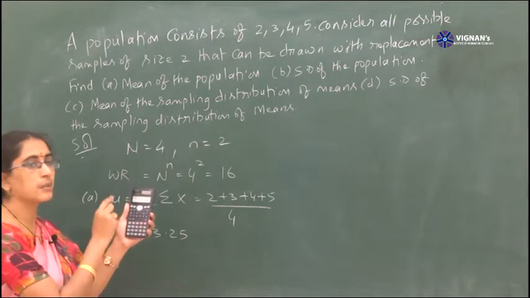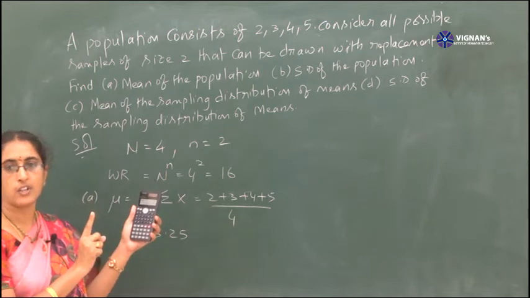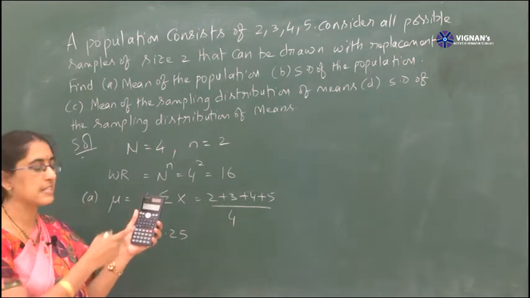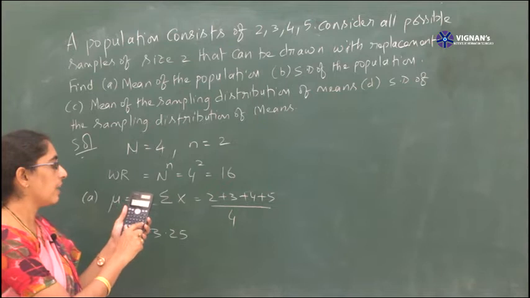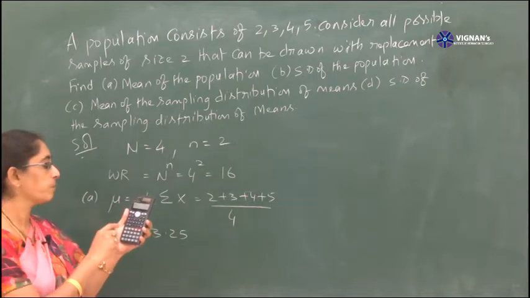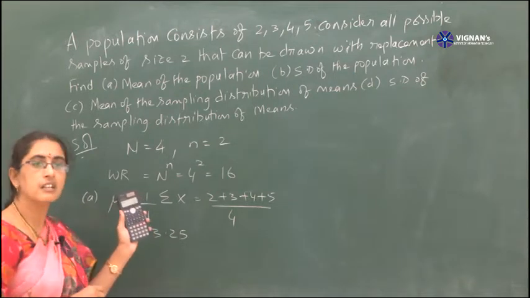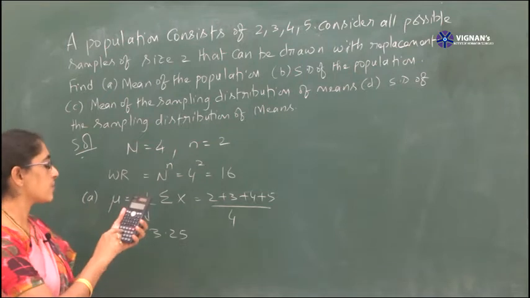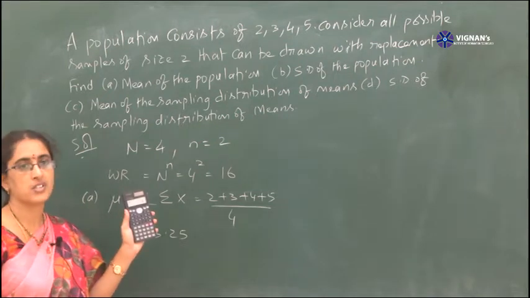Press n plus, that means the first observation. N equal to 1 means the first observation is stored in the calculator. Then again give the value 3, n plus, second observation is stored. Then 4, n plus, third observation is stored. Then the last one, 5, n plus, the fourth observation is stored.